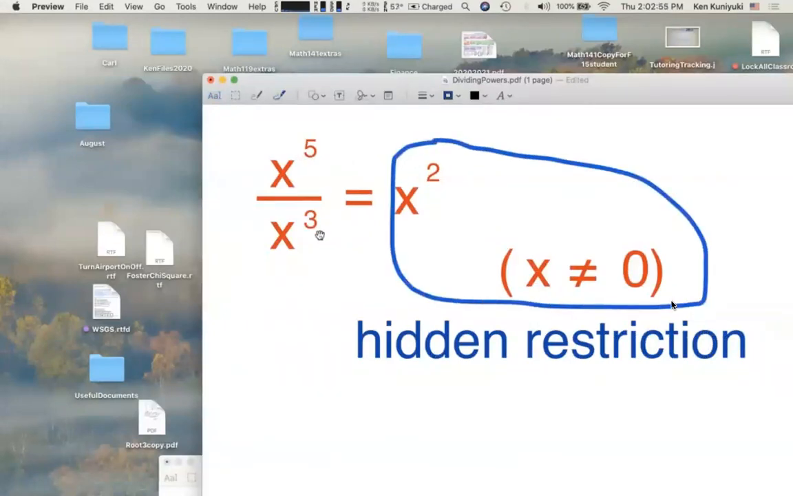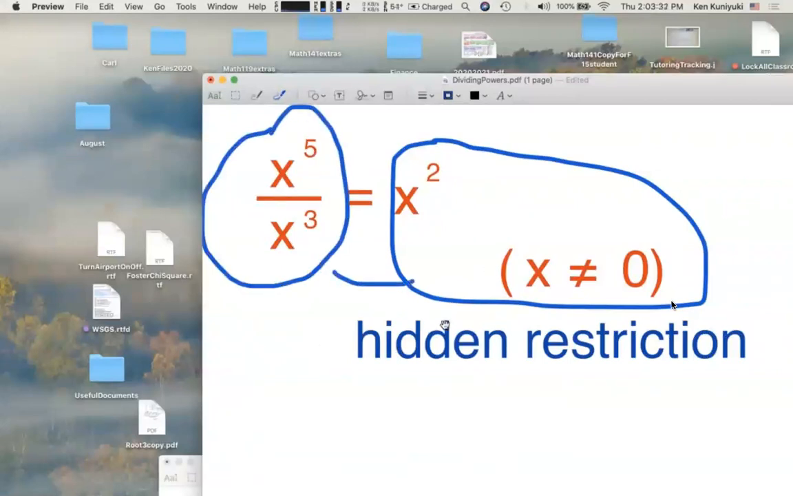X to the 5th divided by x to the 3rd, you should really rewrite that as x squared, but remind us x cannot be 0, because it is not evident from this expression, x squared, that 0 is an illegal value for x. So that's when a restriction is hidden. If it's not clear that restriction applies here. If you look at x squared, it looks all good. It looks like it's good for all real values of x. But because x cannot be 0 back here, we cannot divide by 0. 0 is also illegal for x over here, in order for these two expressions to be truly equivalent.